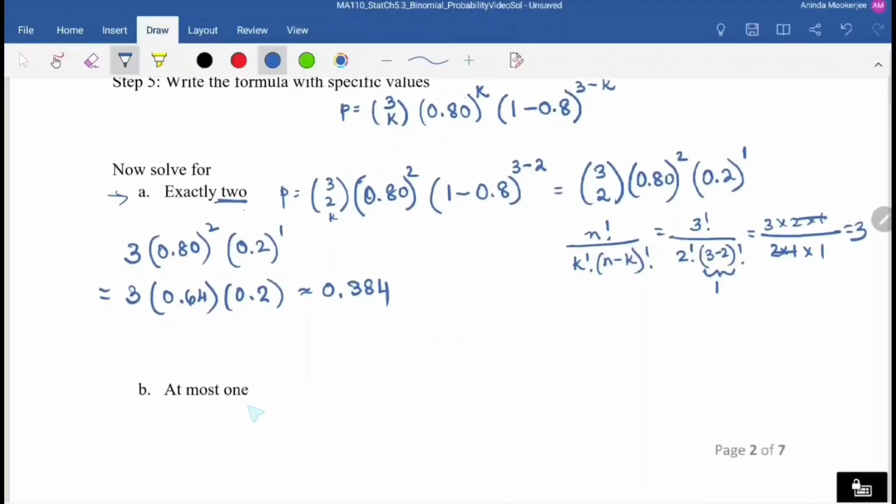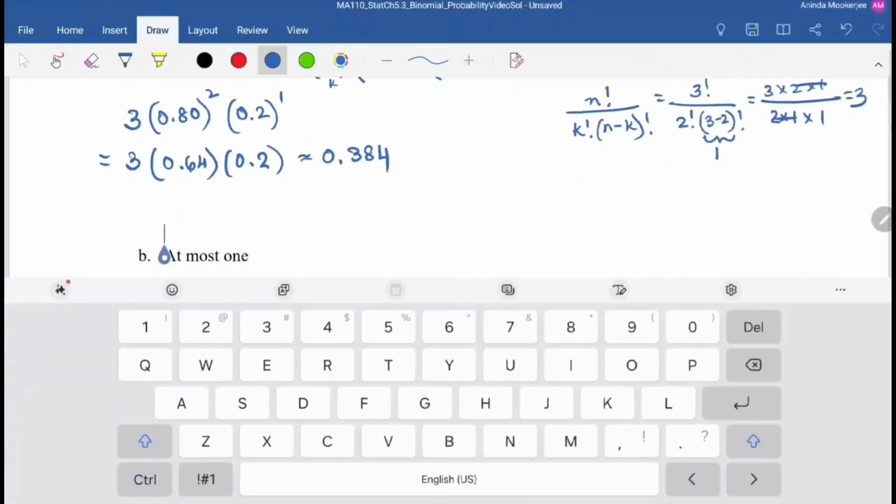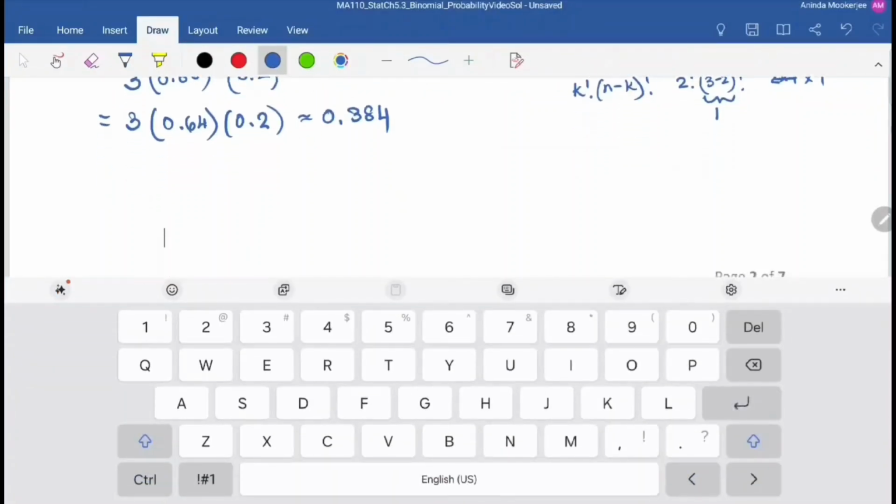The next one says at most 1. So here we are now faced with finding our understanding. First, we have to clearly state what at most 1 means. We have to understand what at most 1 means. So let me just move this to the next page.